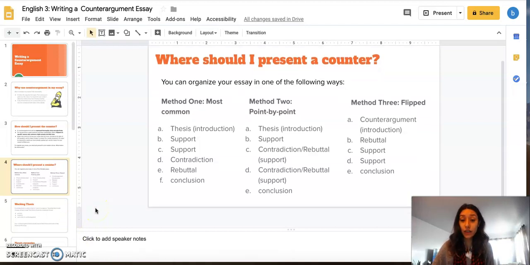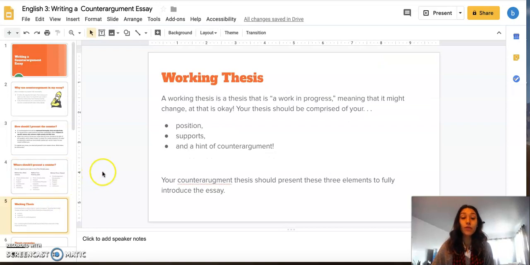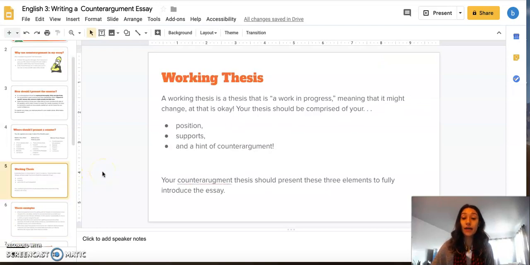When you're presenting your argument, you're also going to consider developing a thesis statement. For a counterargument essay, I'd like you to write your thesis statement so that you're presenting a little bit of counterargument within it. So for essay number 2, I'd like your thesis to include your position, how you're supporting it, and a hint of counterargument. I would like to take some time to define a working thesis.